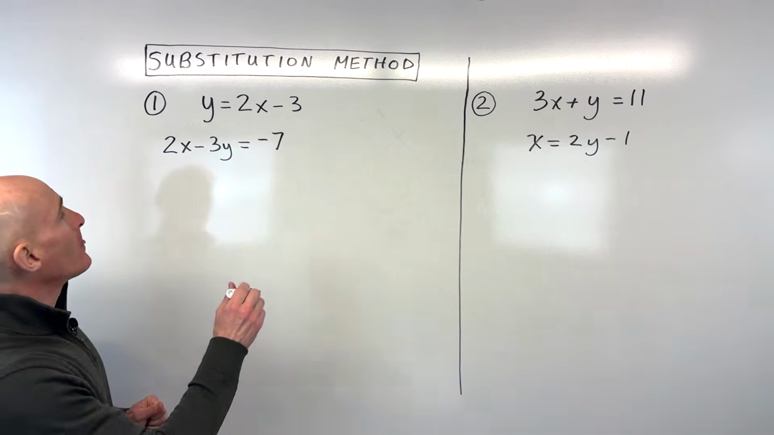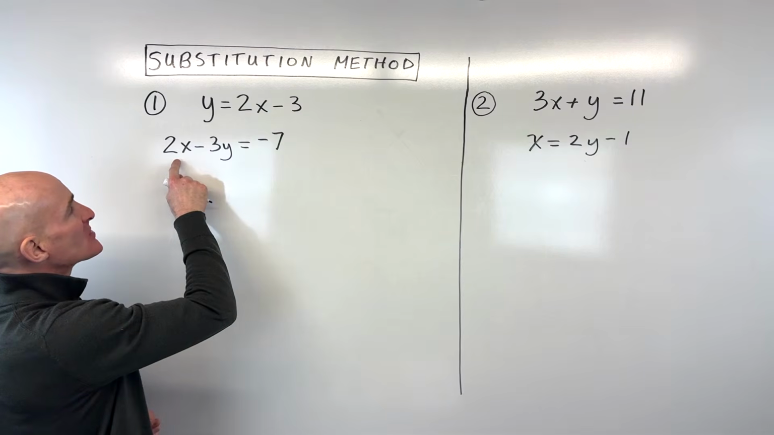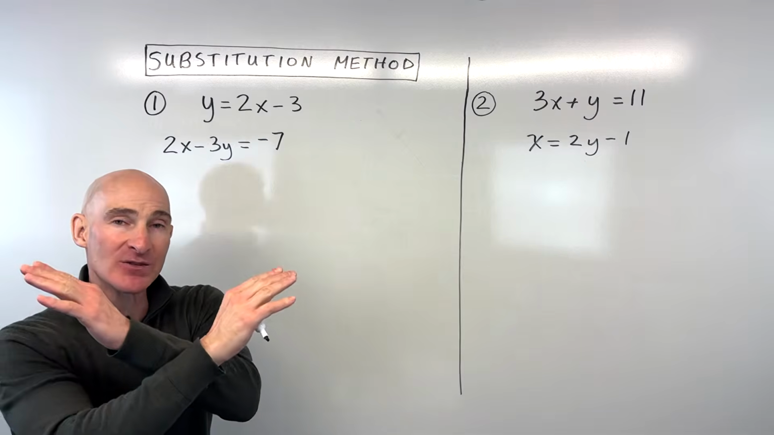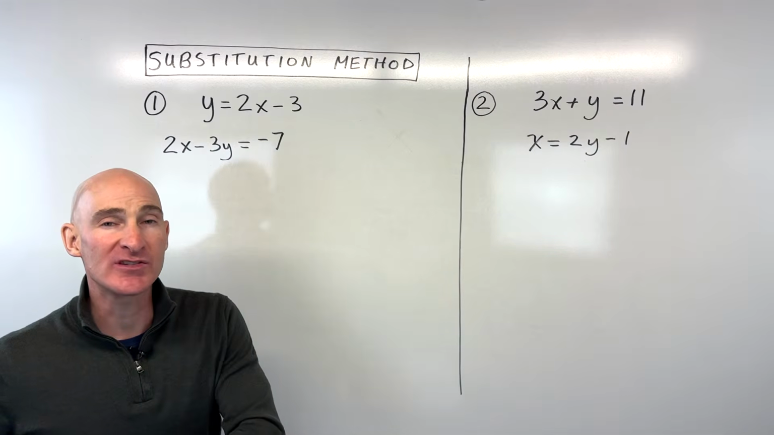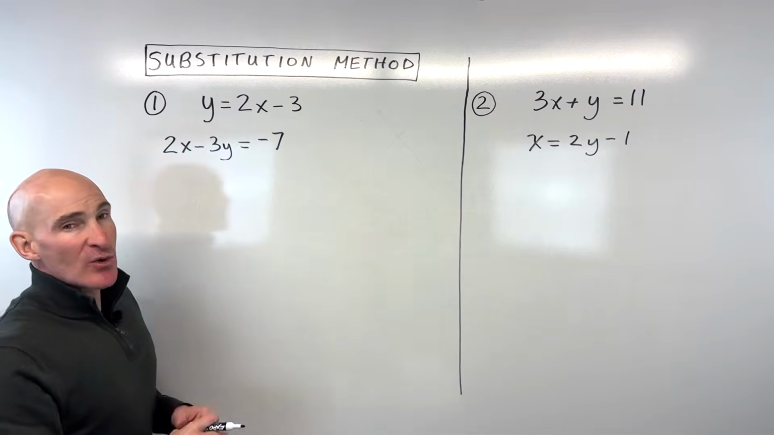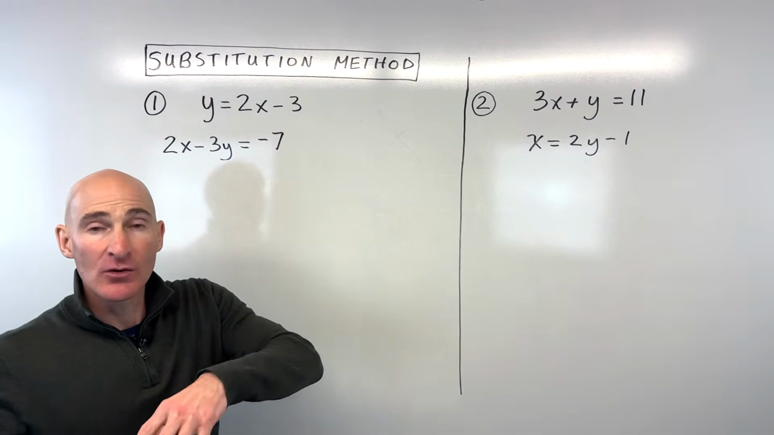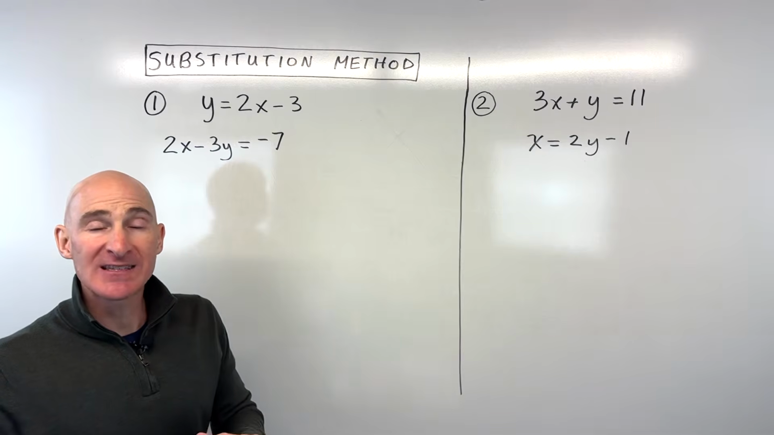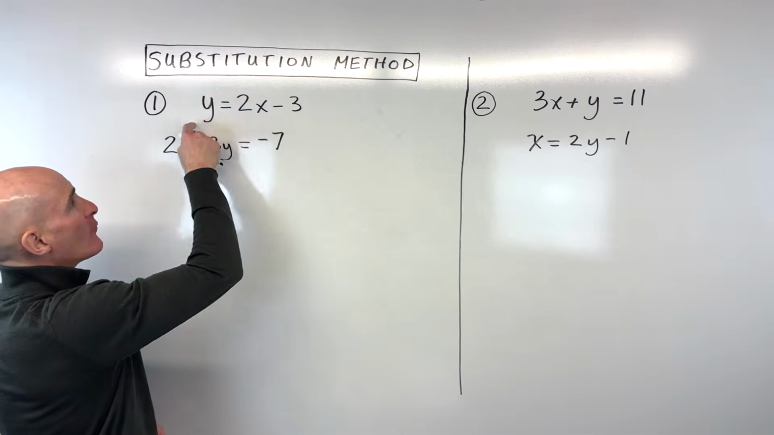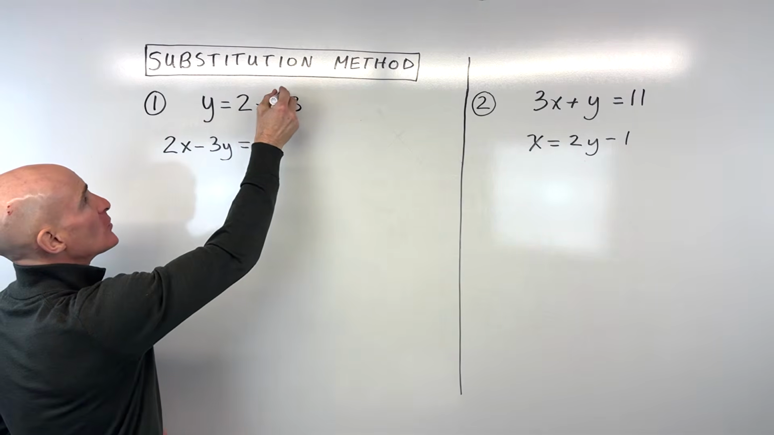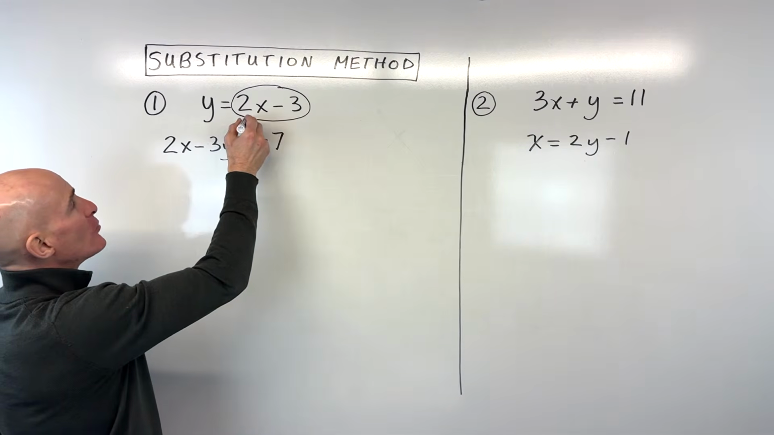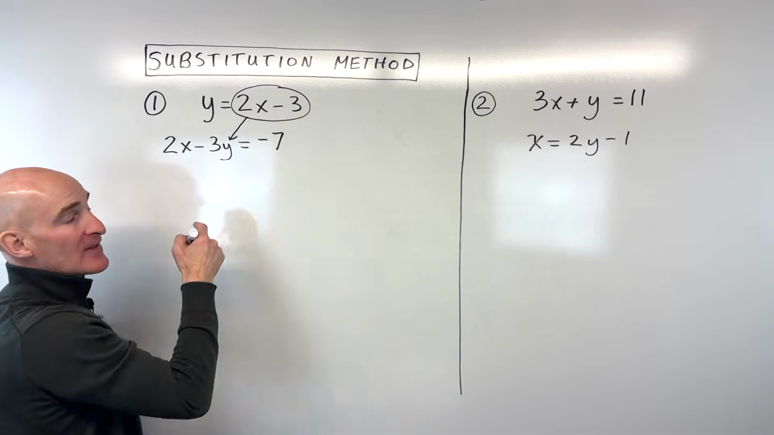The first example is y equals 2x minus 3 and 2x minus 3y equals negative 7. These represent lines, and we're trying to find out where those lines cross or intersect. The way we do that is we look at these equations and we want to solve for either the x or the y. You want to get one of the variables by itself on one side of the equal sign. In this case, we already have y by itself here, and we know that it equals this quantity, 2x minus 3. What we're going to do is put that in place of y in this other equation.